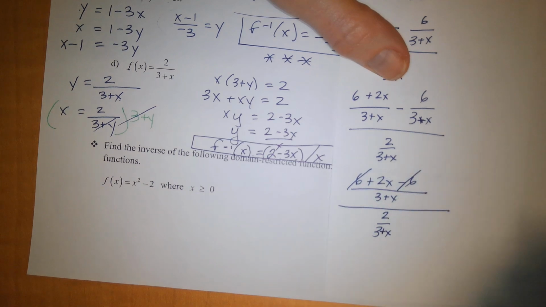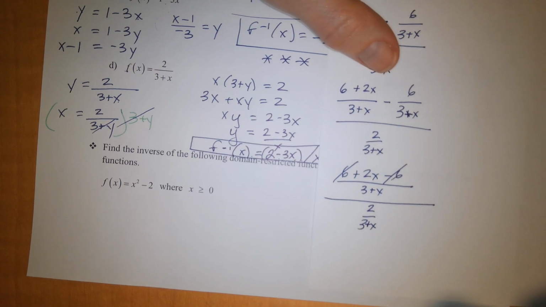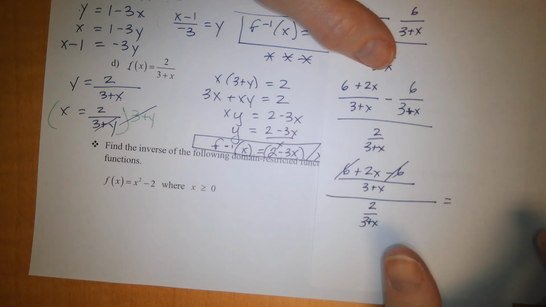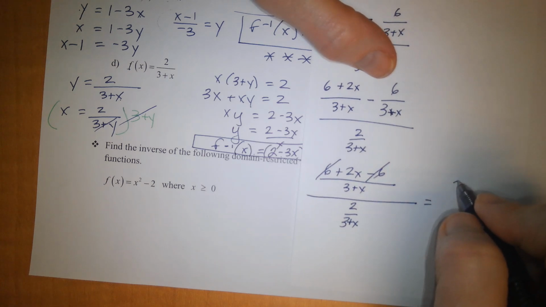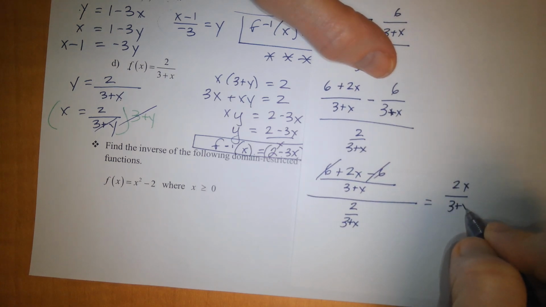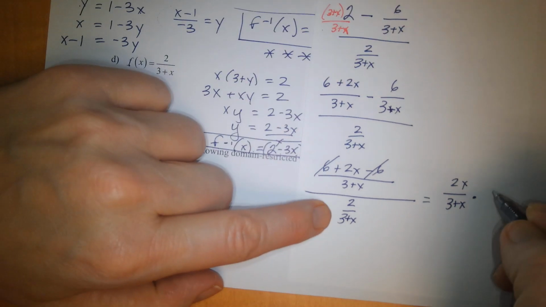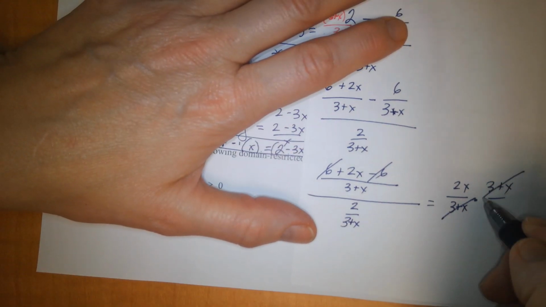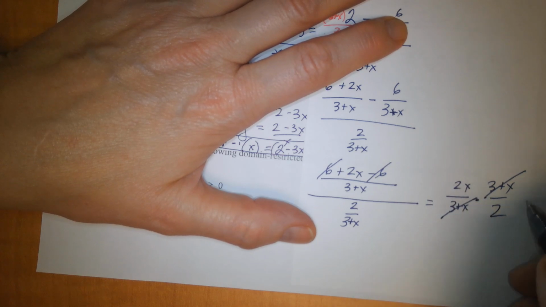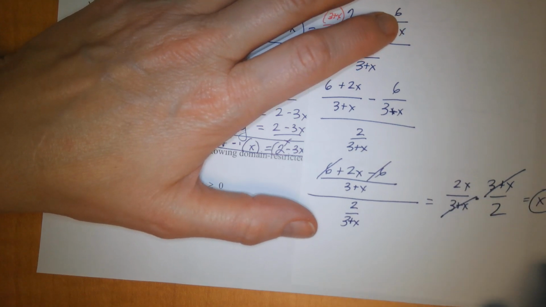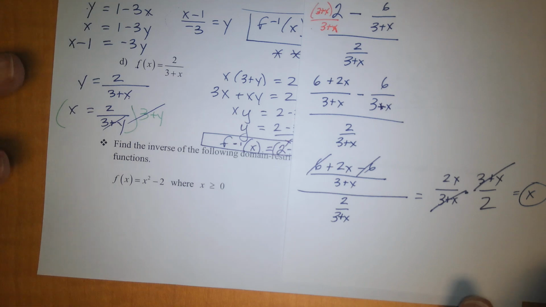You'll see the 6's will cancel, and this becomes 2x over 3 plus x times the reciprocal of the denominator, which is 3 plus x over 2. 2x over 2 is x. So that does check out as well.